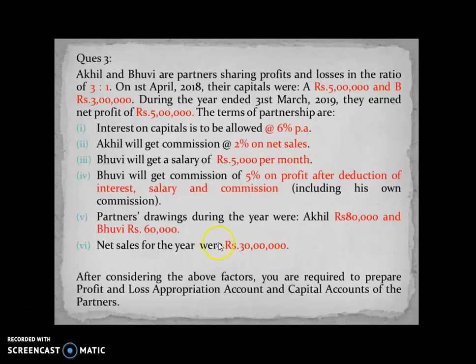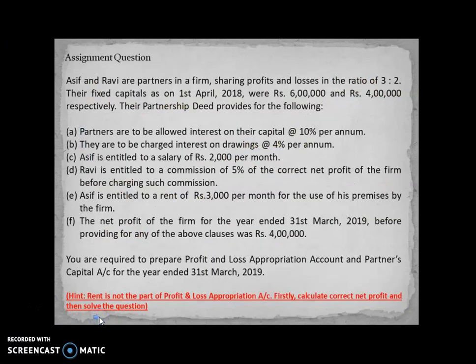So now this we have done. Moving on to the next. This is your assignment question which you have to solve and submit to me. I'll read it for you. Asif and Ravi are partners in a firm sharing profits and losses in the ratio of, so the ratio is given to you, which is 3:2. Their capitals are given to you, 6 lakh and 4 lakhs.